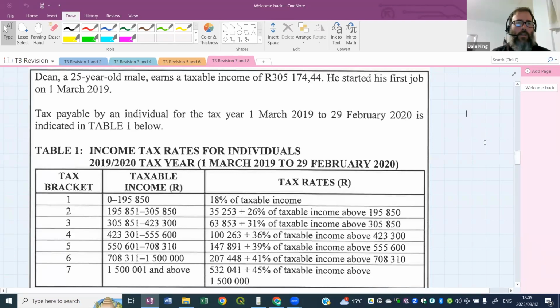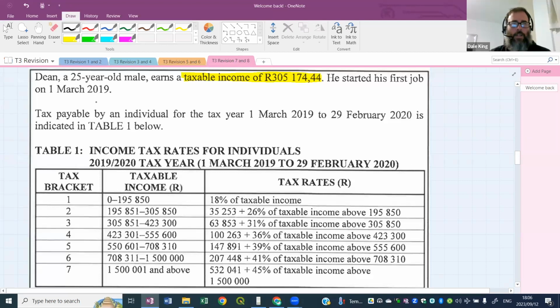All right, let's have a look at the tax table and let's look at the scenario. We have Dean, a 25-year-old male, and he earns a taxable income of 305,174.44. So that's important. He started his first job on the 1st of March 2019. All right, 1st of March is very significant because that's the beginning of the financial year, which means he will be dealing with this tax table. So the tax tables work from 1st of March to the end of Feb. That's the financial year. So this tax table is for his 1st of March start.